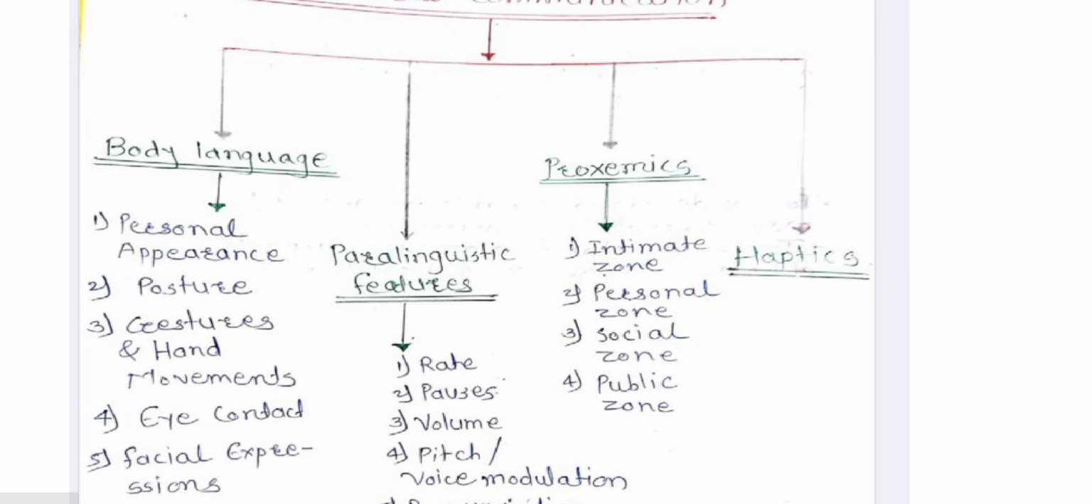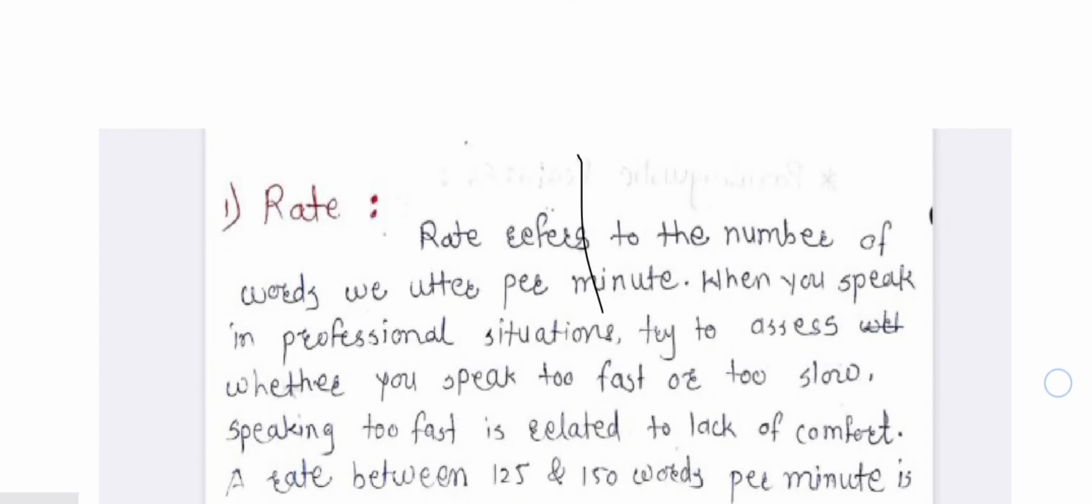मागील भागामध्ये आपण बघितलं की नॉन व्हर्बल कम्युनिकेशनमध्ये बॉडी लँग्वेज बघितले. आता आपण बघूया पॅरालिंग्विस्टिक फीचर्स like rate, pauses, volume, pitch. It means voice modulation and pronunciation. Those are important factors. First is the rate.